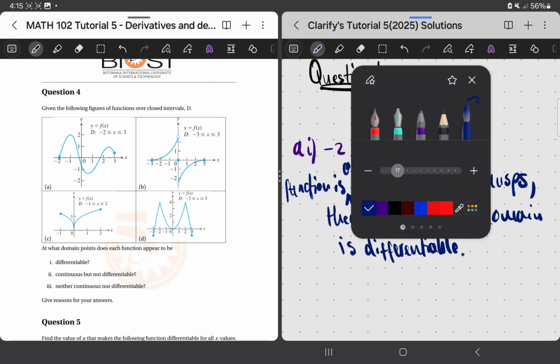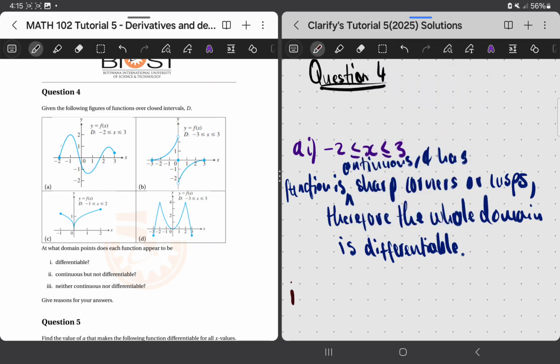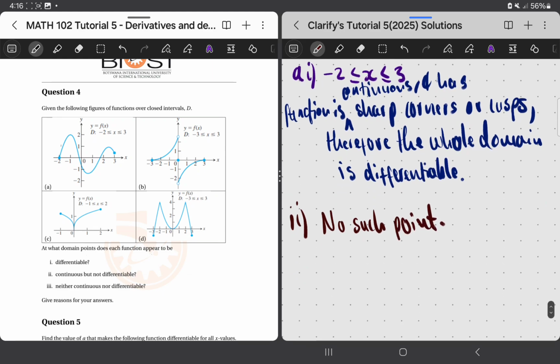Okay. Now we can go to part 2, where it is continuous but not differentiable. Do we have any part where it is continuous but not differentiable? No. No such point. Where it is continuous but not differentiable, there's no such point. Now, that is for the first graph. It is differentiable everywhere, so there's no point where it is continuous but not differentiable.